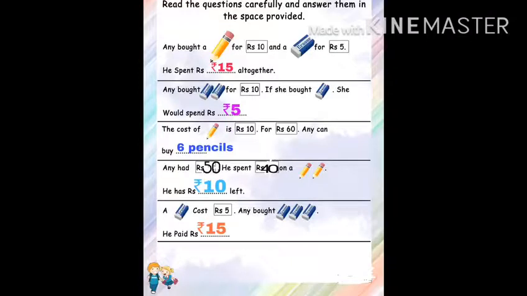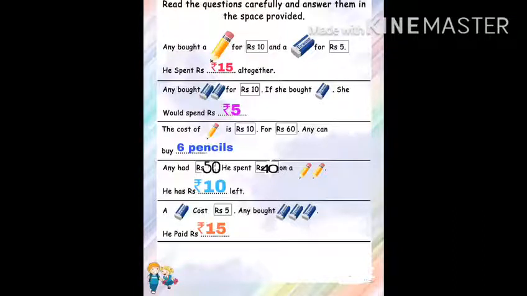In this we are going to learn about the very easiest form of word problems. Even you can do it orally. So let's start with the first one. Annie bought a pencil for rupees 10 and an eraser for rupees 5. He spent rupees dash altogether. So one pencil is of rupees 10 and one eraser is of rupees 5. So altogether how much money does he spend? So 10 plus 5 gives the answer as 15. So that means he spent rupees 15 altogether for pencil and eraser.